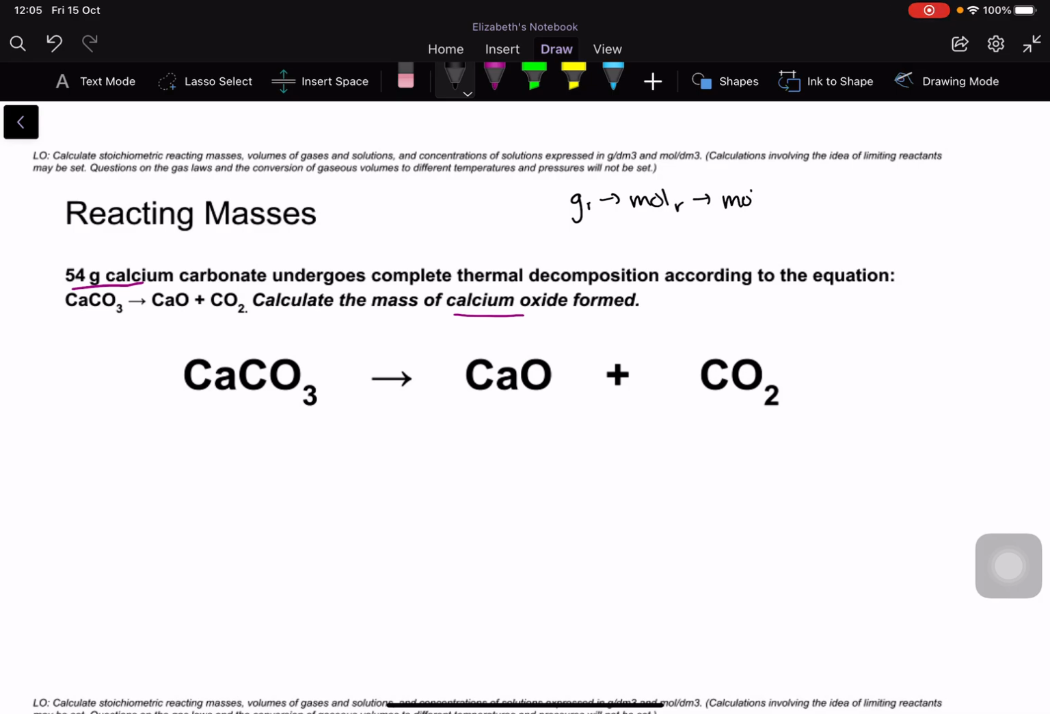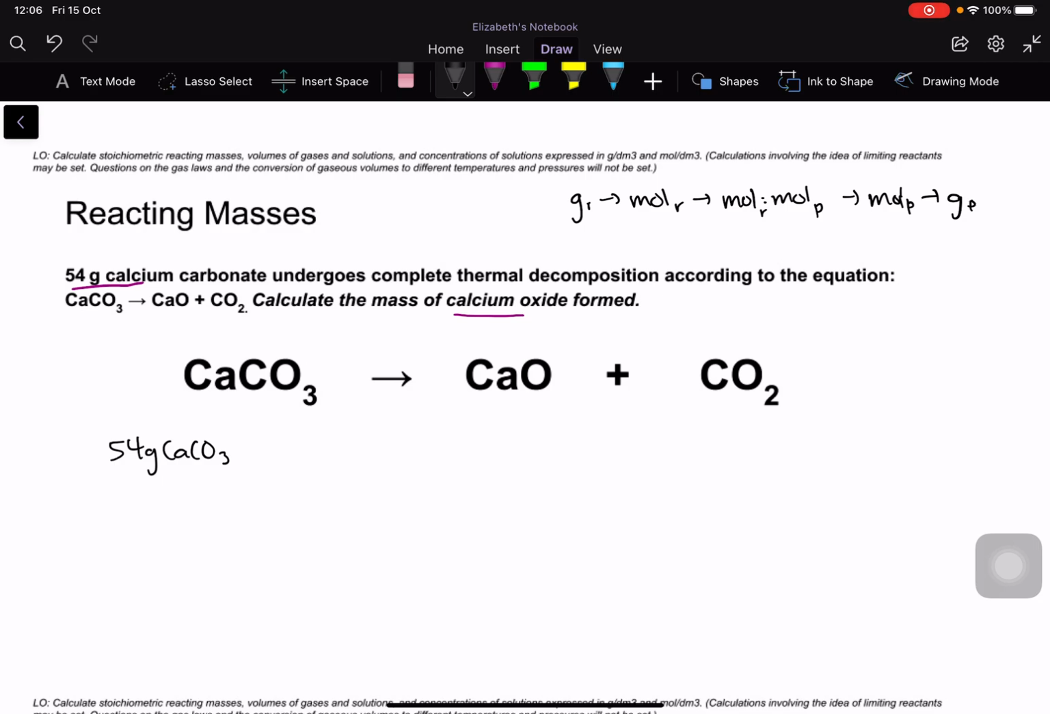We're going to use the molar ratio from the chemical equation to moles of product to grams of product. So let's take a look and see what that looks like. So we're going to start out with grams of reactant, 54 grams of calcium carbonate. You need to make sure you keep track of what your chemicals are. So make sure you're not just writing grams, make sure you're writing grams of calcium carbonate.